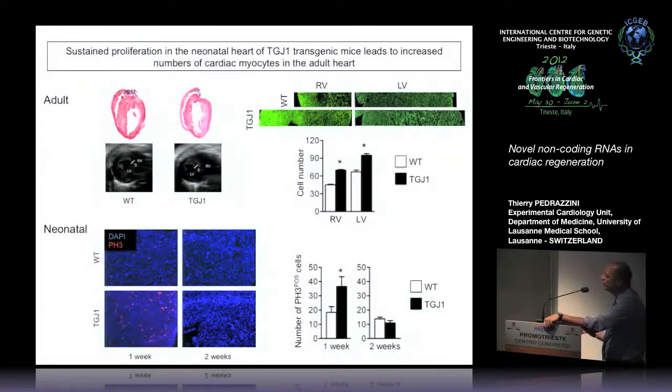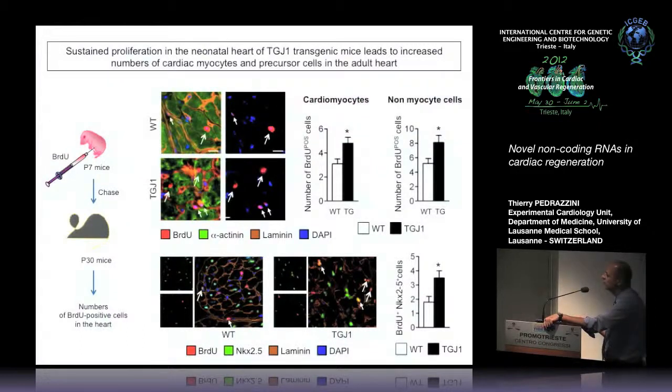Now we prove the point by doing a BrdU pulse-chase experiment, where we inject BrdU in neonates and apply a 30-day chase and observe these young mice. And what you observe is that, yes, there is indeed an increased production of cardiomyocytes in the transgenic animals, but also there are more non-myocyte cells produced, and these cells are mostly NKX2.5 positive cells, suggesting that you have also an increased production of precursors in these animals.